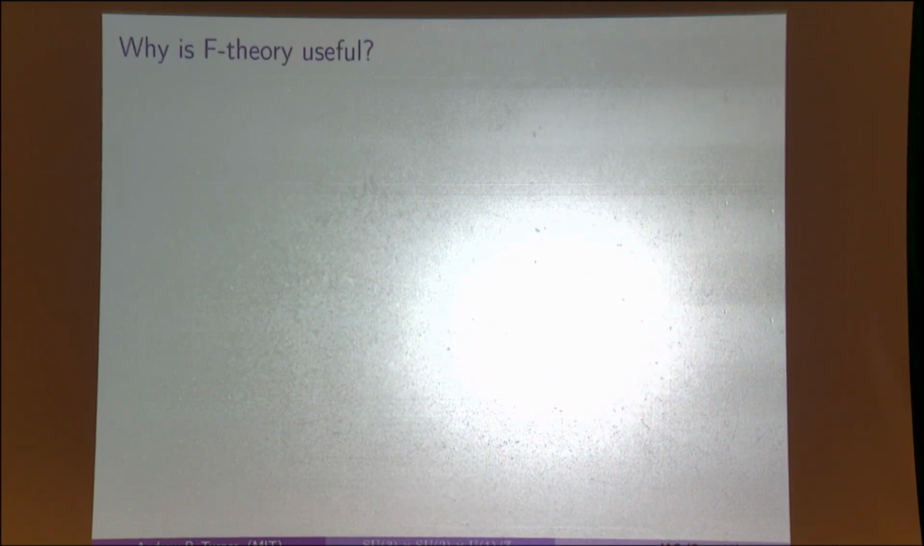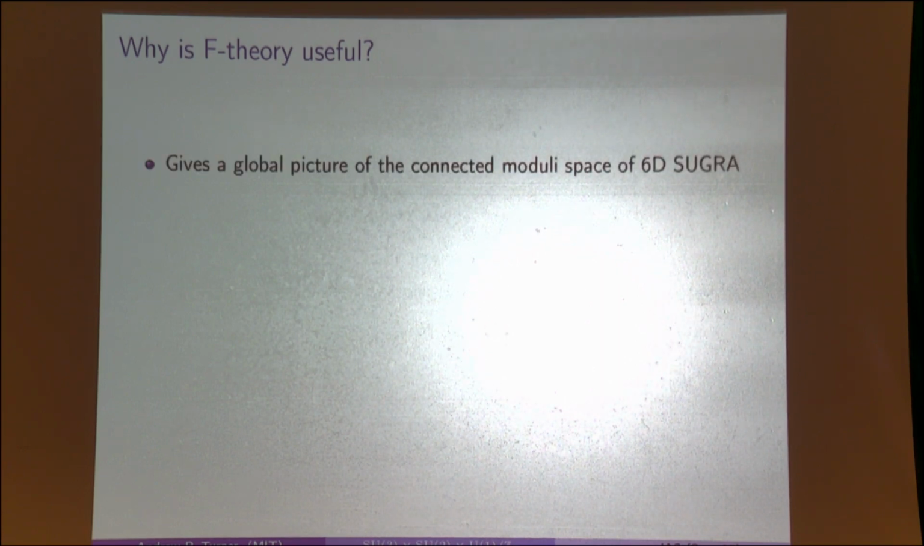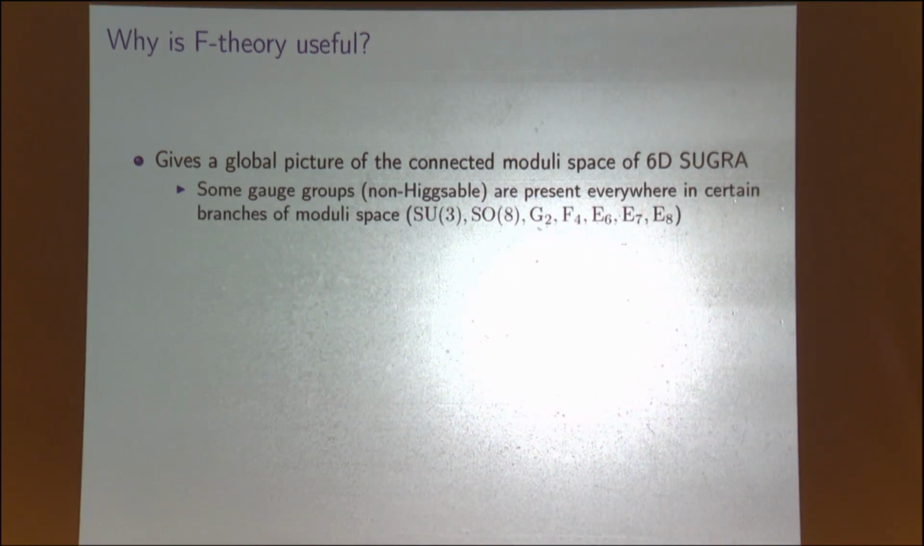OK, so why is F-theory a useful tool to us? I already said that it opens us up to a larger class of compactifications. But it also allows us to make global statements about the moduli space of 6D and 4D theories. So in 6D, we have a connected moduli space. And F-theory allows us to make statements like the fact that in large branches of the moduli space, there are generically gauge groups that cannot be Higgsed. So from the field theory point of view, these are gauge groups with matter content that can't satisfy the D-term constraints. So you cannot Higgs these gauge groups while preserving supersymmetry.